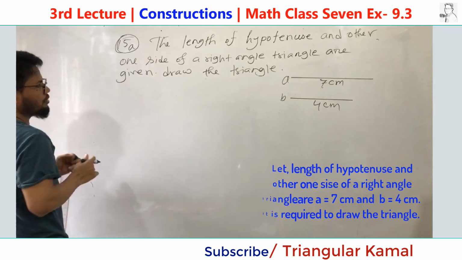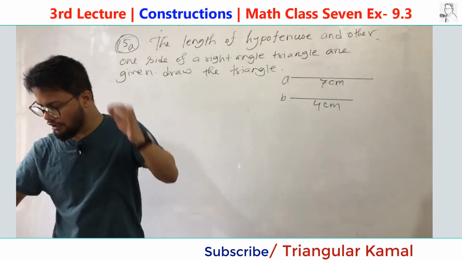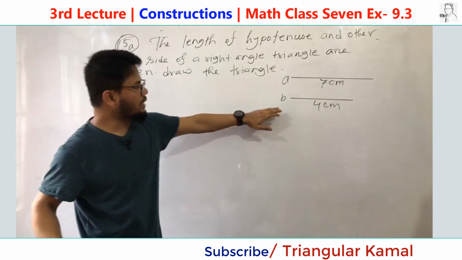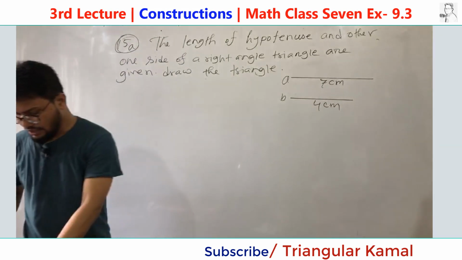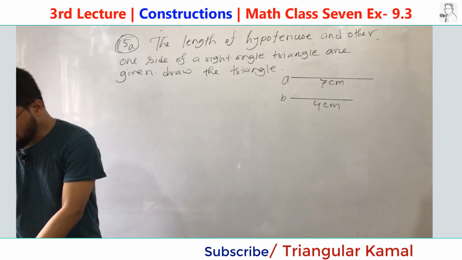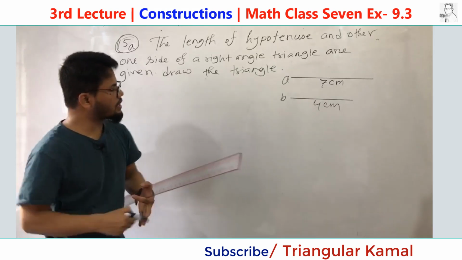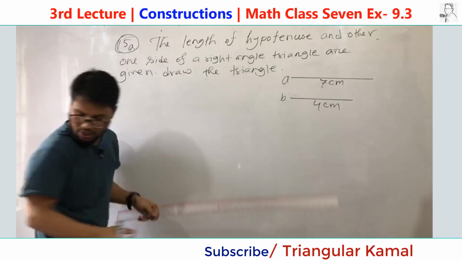Using this information, you have to draw a right angle triangle. So it's almost easy, a right angle triangle. Just to mention here, first of all, take a line segment. Dear students, first give attention with me, then you can start.